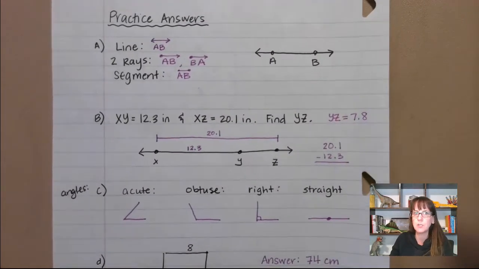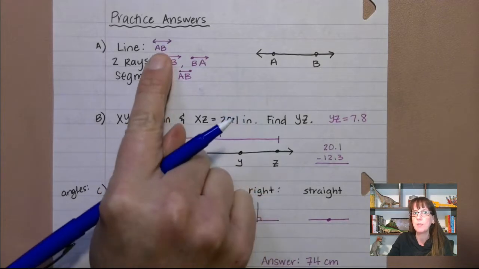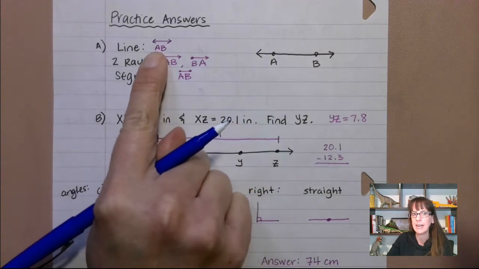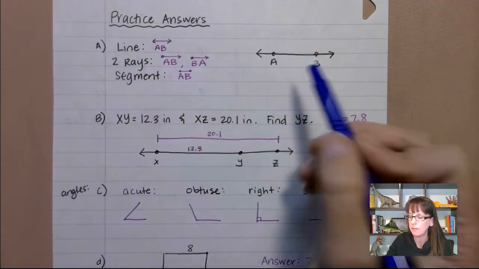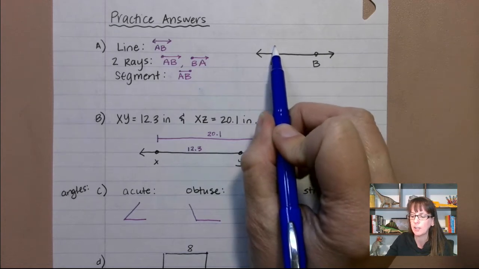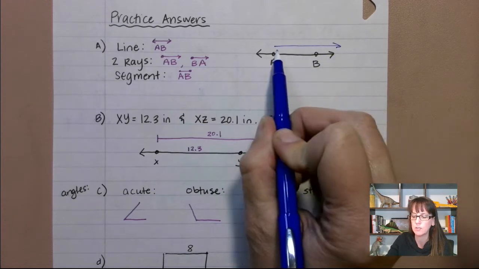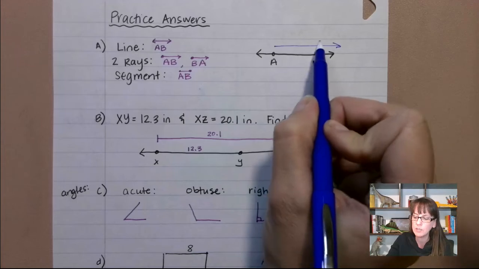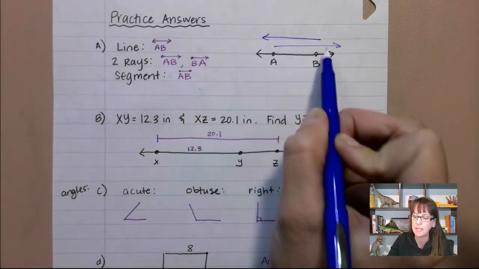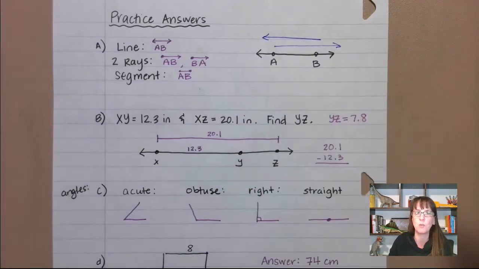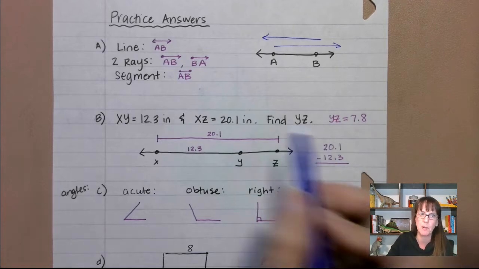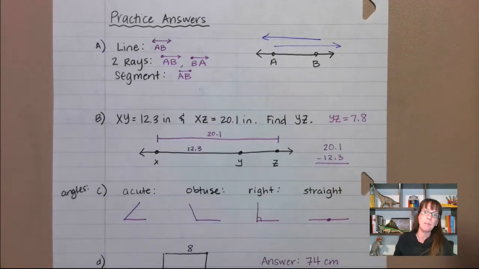All right, so for this one, line AB, the way that we would write that is with those arrows, line AB. The 2 rays that we have, we could start at point A and go this way and say, okay, that's ray AB. Or we could start at B and go towards A, and it would be BA, because you always want to have that endpoint starting at the same spot. Our segment would be AB.